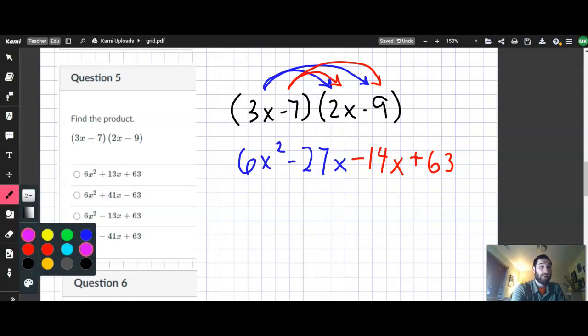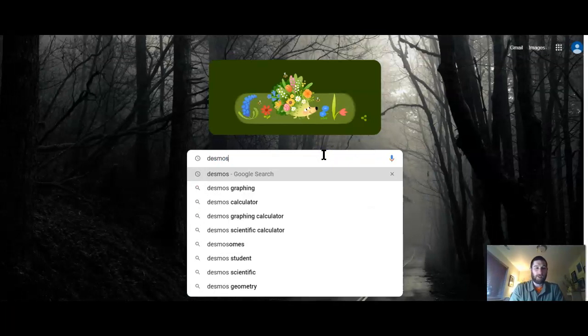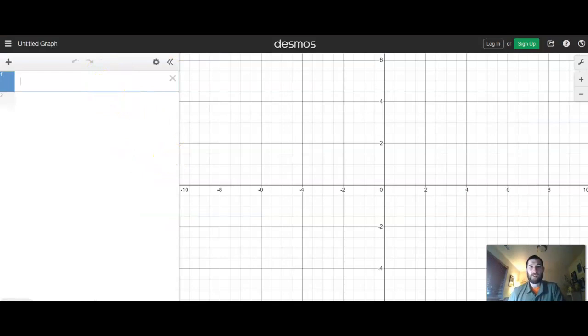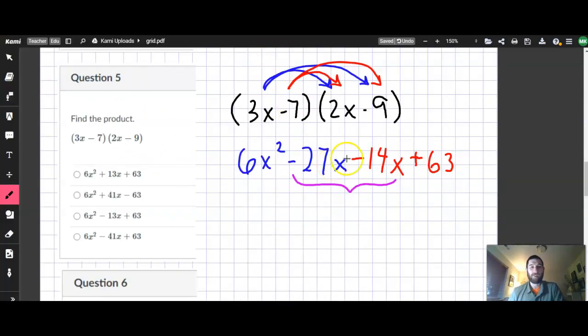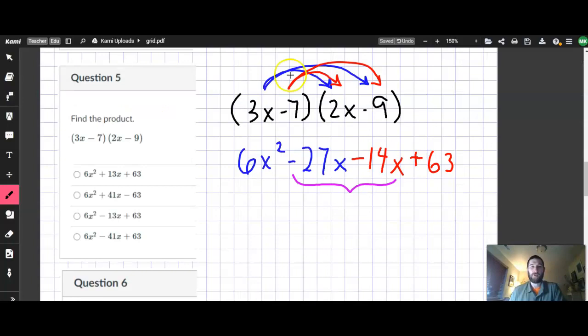Good news. We just need to add, I guess in this case, subtract our like terms. So negative 27 minus 14. Oh goodness, I'm on a video. I don't want to get this wrong. So let me use my handy dandy calculator, and not just any calculator, but the Desmos calculator. Boom! All right, guys. So what was I doing? I was doing negative 27 minus 14. Negative 27 minus 14 is negative 41. Whew, I'm so glad I didn't try to guess on that one. That would have been really embarrassing if I got 13 as a result.